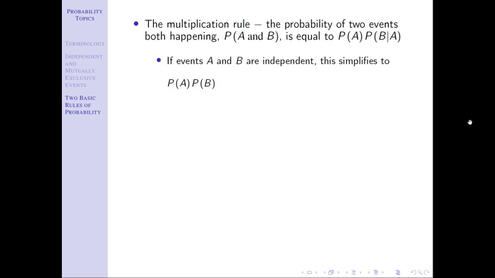If A and B are independent, as we talked about before, this B given A can just become B, right? Because the given part doesn't matter if the two events are independent.